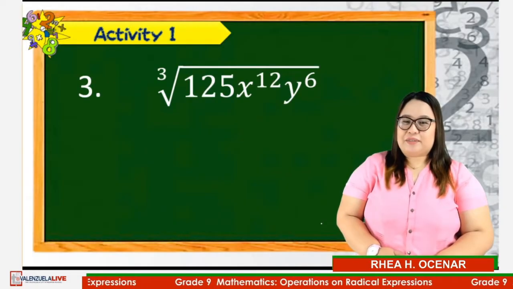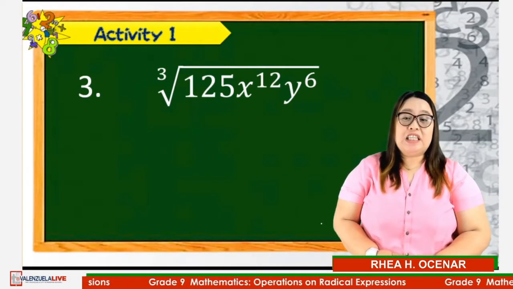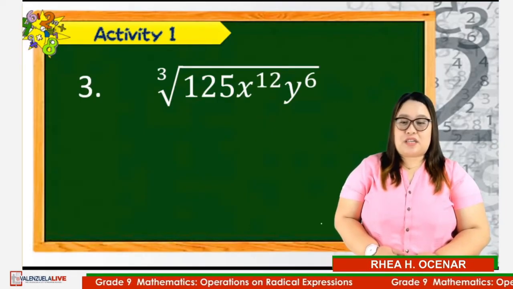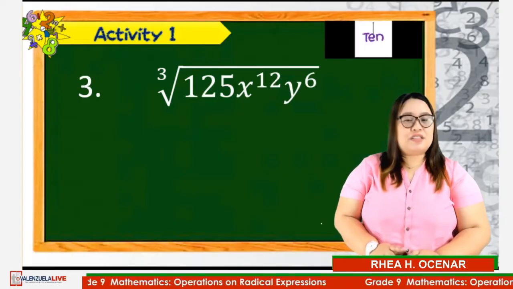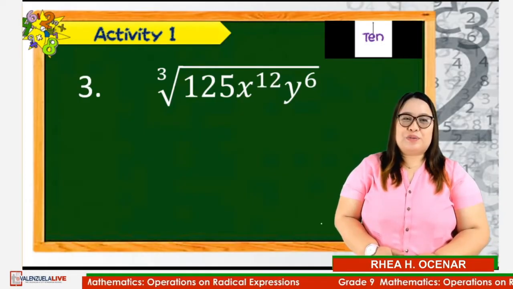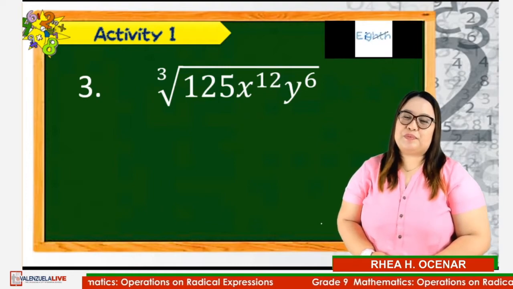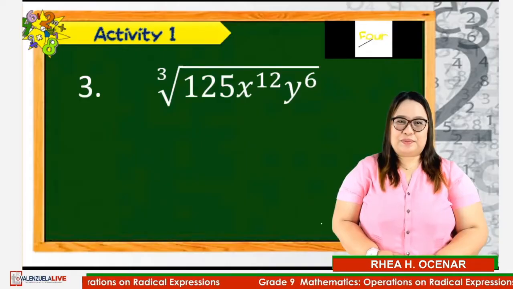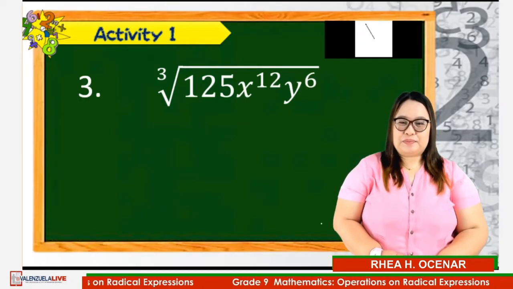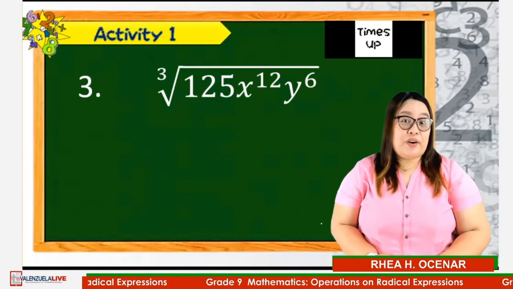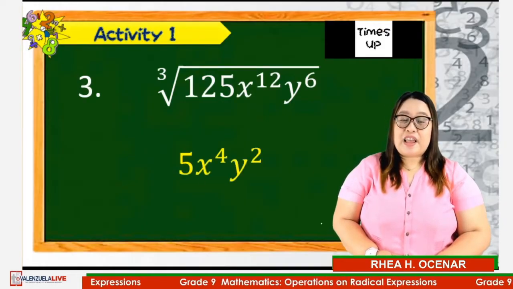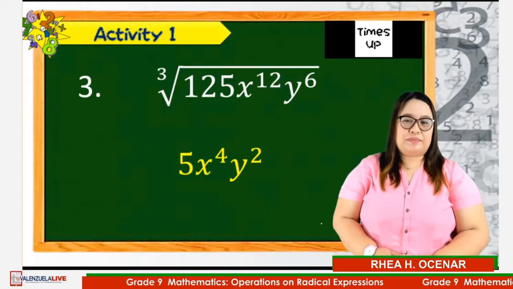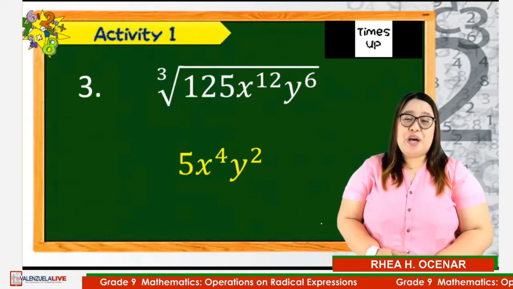Number 3, cube root of 125x raised to 12, y raised to 6. 10 seconds to answer. Go! The correct answer is 5x raised to 4, y squared. Let's continue on number 4.